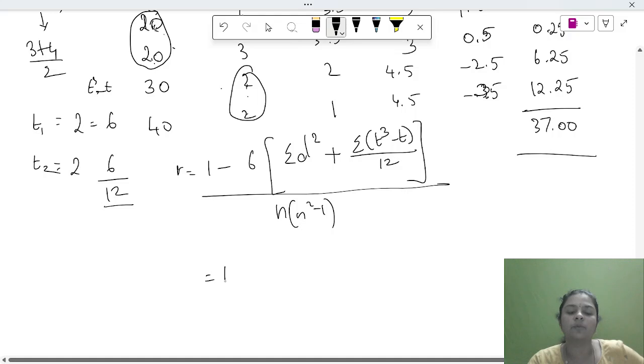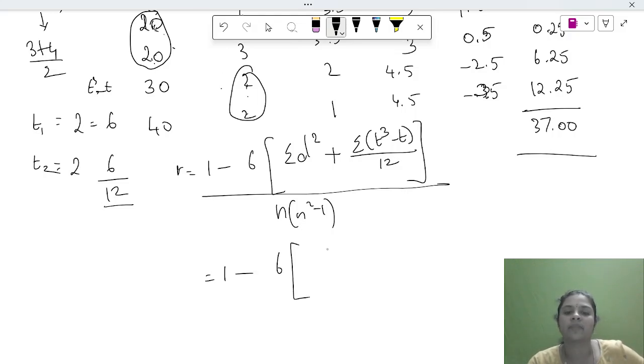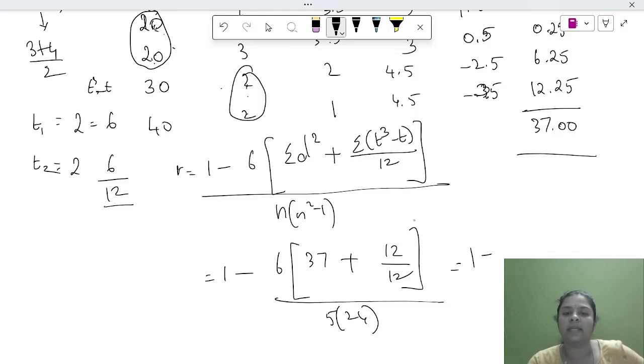So now we will write 1 minus 6 into sigma d square, 37 plus 12 by 12, the whole in the denominator, n into n square minus 1, which is 5 into 24. So 1 minus 6 into 12 by 12 is 1. So 6 into 37 plus 1, 38 by 5 into 24. Calculate and give me the answer.